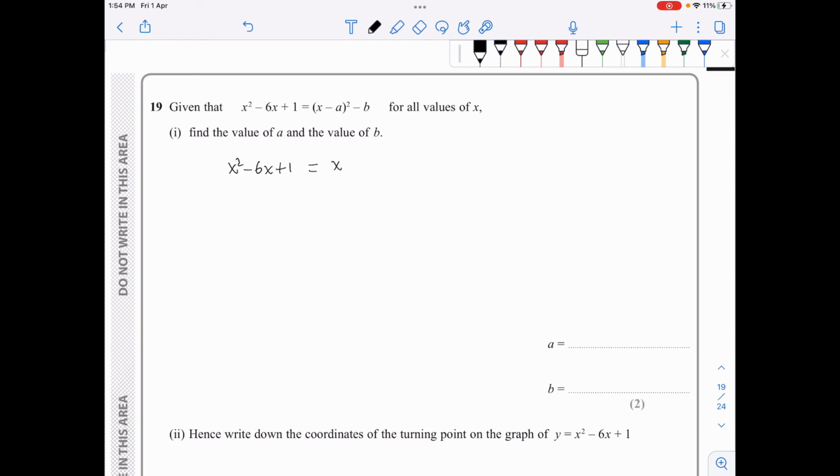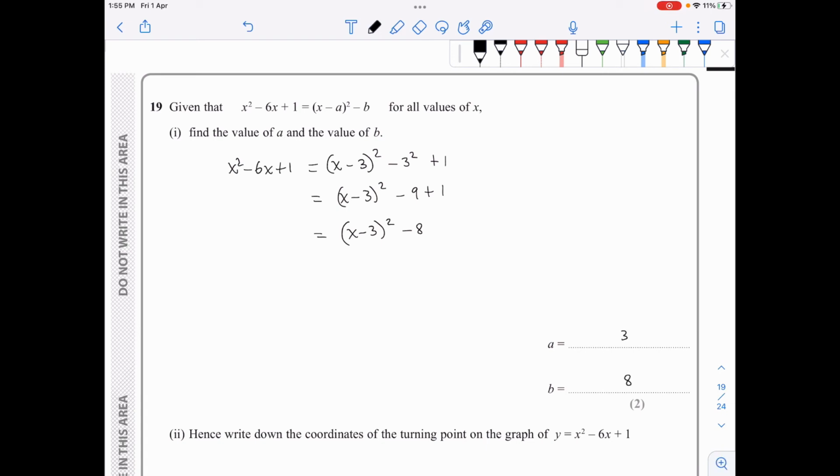So I have x, half the coefficient of x, which is 3, squared. Upon expansion, this will give me x squared minus 6x plus 9, which is the 3 squared. So I will deduct the 3 squared and then the plus 1, which was always there, which gives me x minus 3 all squared minus 9 plus 1, which is x minus 3 squared minus 8. So the value of a turns out to be 3, and the value of b turns out to be 8.